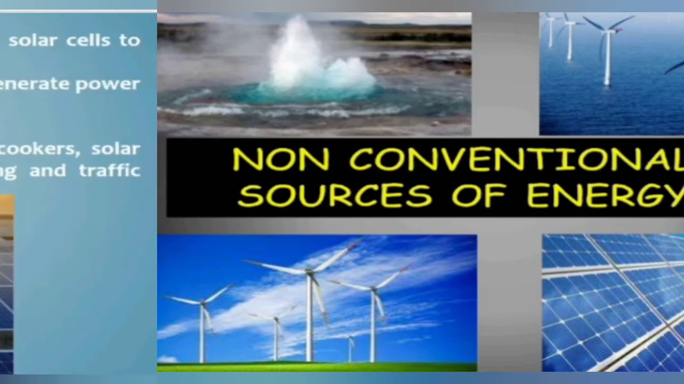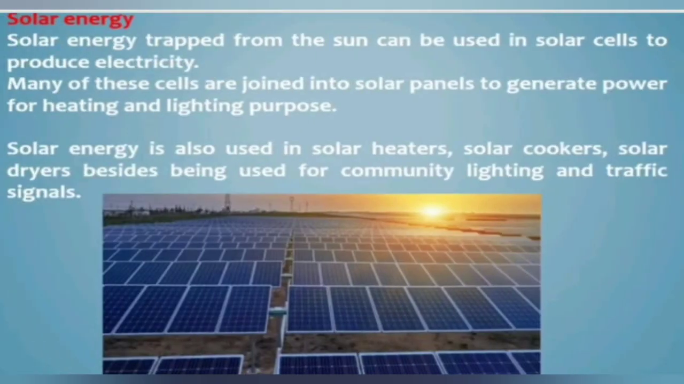Solar energy trapped from the sun can be used in solar cells to produce electricity. Many of these cells are joined in solar panels to generate power for heating and lighting purposes. Solar energy is also used in solar heaters, solar cookers, solar dryers, besides being used for community lighting and traffic signals.